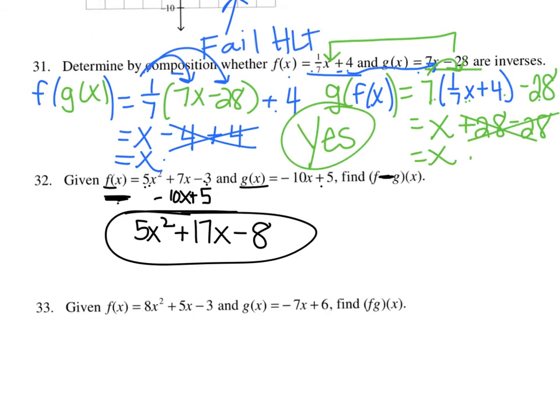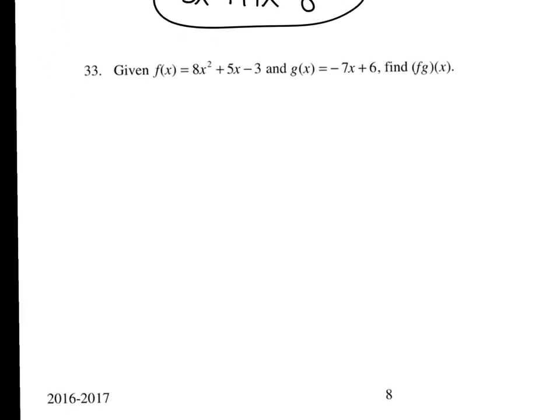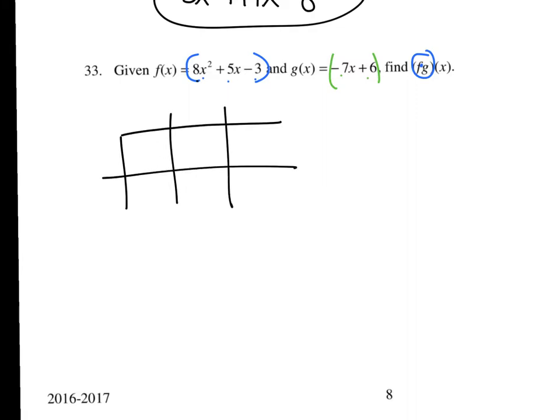For number 33, we need to multiply these two functions together. How do I know we're multiplying? Because it says f and g right next to each other. So since we're going to take something that's 3 terms and multiply it by something that's 2 terms, I'm going to draw a box that's 3 by 2. So I'll fill in the 8x squared, the 5x, and the minus 3. I'll put the negative 7x and the positive 6 on the side.